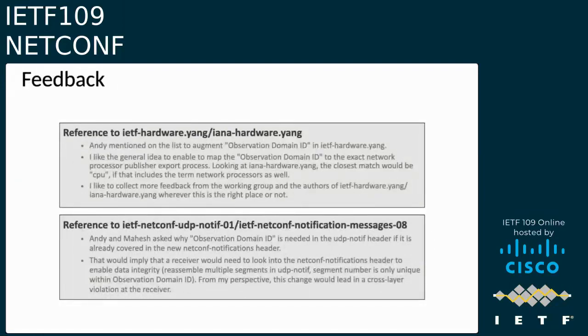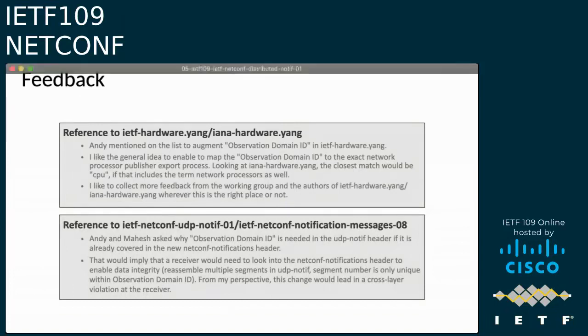So the questions from the mailing list, which have not been resolved yet, are listed here, mainly from Andy and Mahesh. Thank you very much. One question was whether we should map observation domain ID exactly down to the position of the processor or publisher export process, by mapping to IETF hardware, IANA hardware YANG models. By looking up the IANA hardware YANG models, the closest match I saw was CPU, but it's unclear what CPU actually means, if it's also matching the term network processors as well.